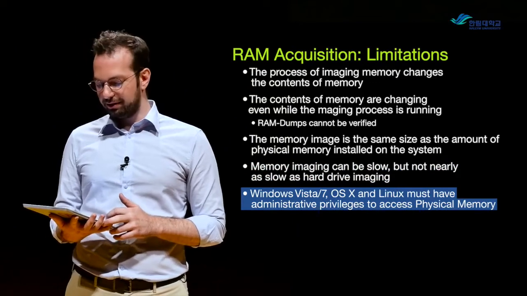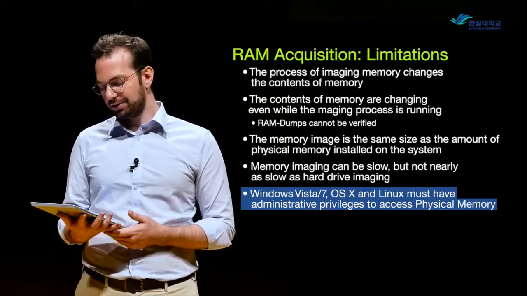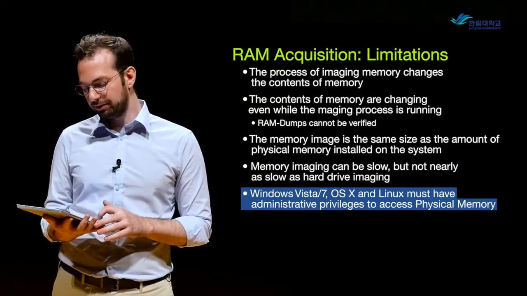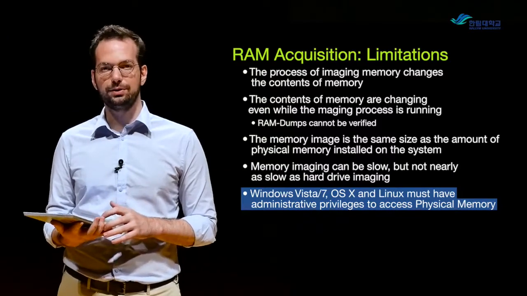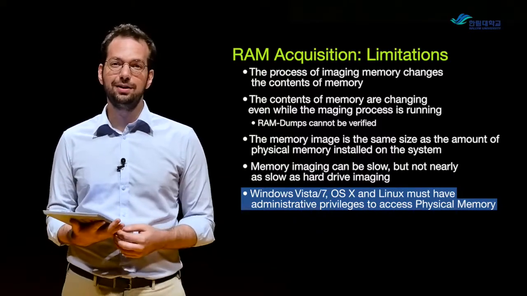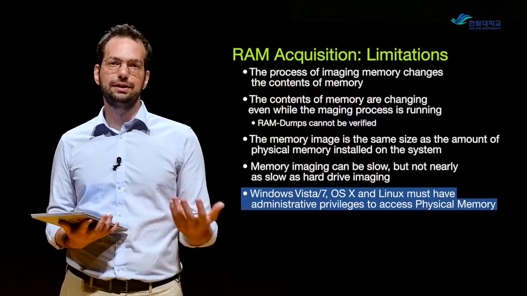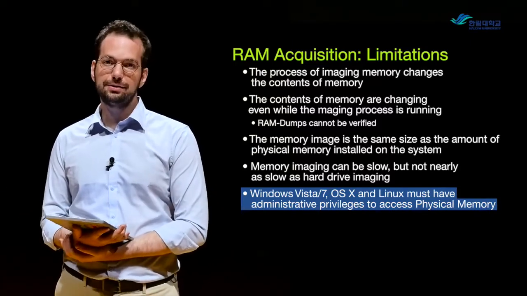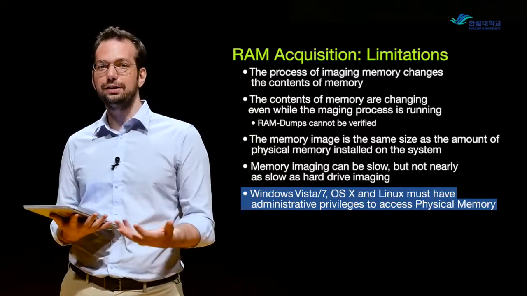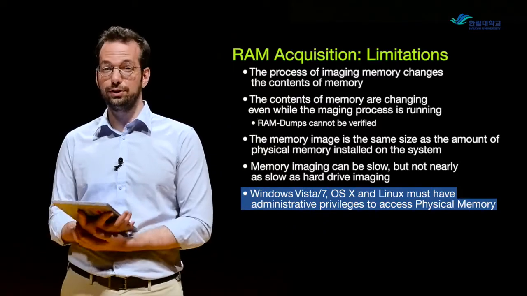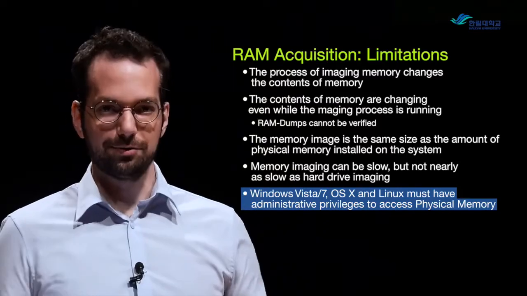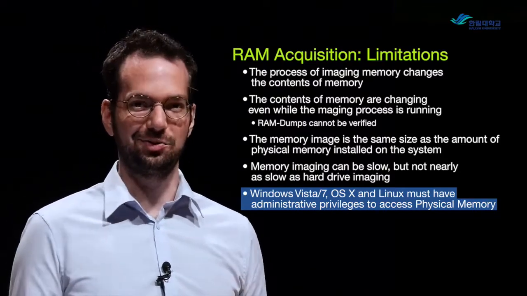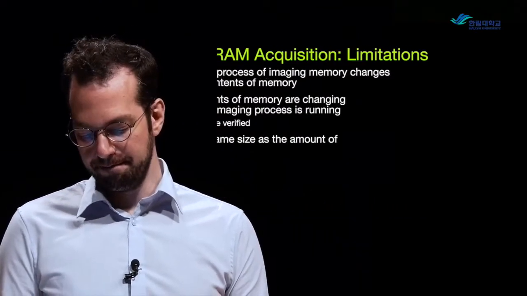Windows Vista, 7, 8, 10, OS X, and Linux must have administrative privileges to access physical memory, so you have to have your admin password. In Windows systems, if it's already logged in, you can usually just click OK, but for OS X and Linux systems, you actually have to be able to log in as some sort of administrative user, which becomes very difficult because it's hard to get those credentials to be able to access it.